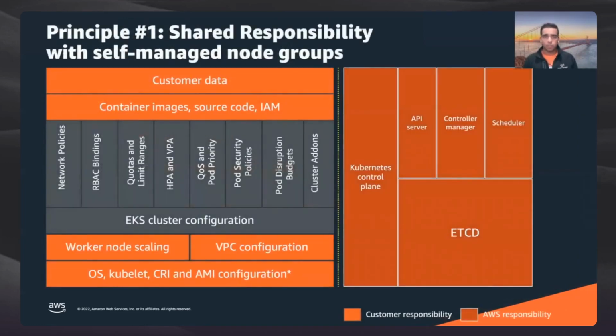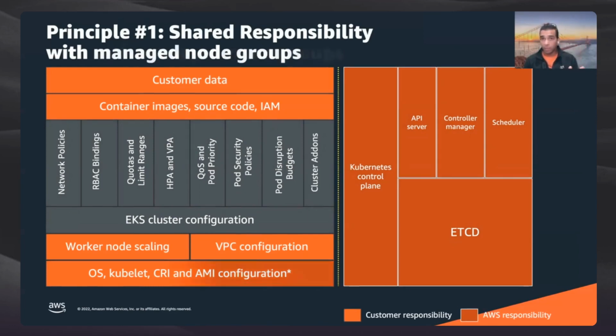So starting with the first principle is the principle of shared responsibility. It's super important to understand what mode you're operating in. Within the context of self-managed node groups, you are responsible for everything on the left of the yellow line. AWS is responsible for the EKS control plane and managing and operating that. And you're responsible for everything that starts from the OS layer, kubelet, the AMI configuration, all the way to your customer data. You are responsible for that.